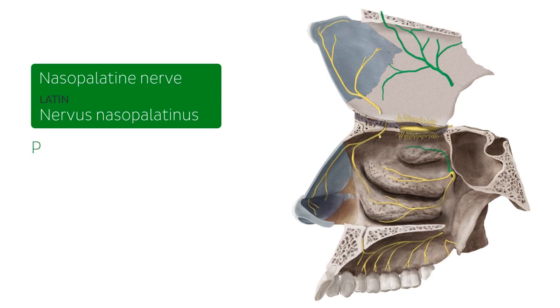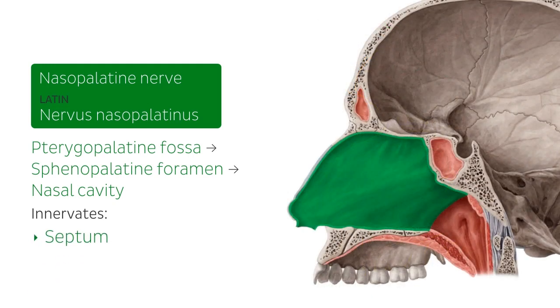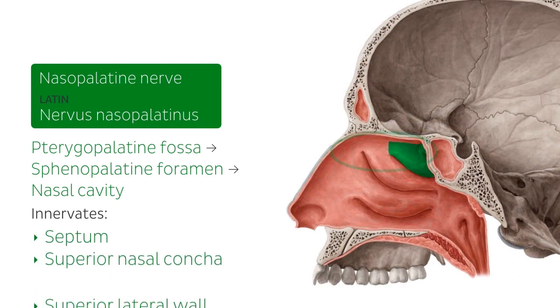And the nasopalatine nerve travels from the pterygopalatine fossa through the sphenopalatine foramen, which I talked about earlier, to enter the nasal cavity. And on this image, we can see highlighted in green the branches that innervate the medial nasal septum up here, and the branch that innervates the superior nasal concha just here, as well as the superior aspect of the lateral wall. So all in all, the nasopalatine nerve innervates the septum, the superior nasal concha, and the superior lateral wall.